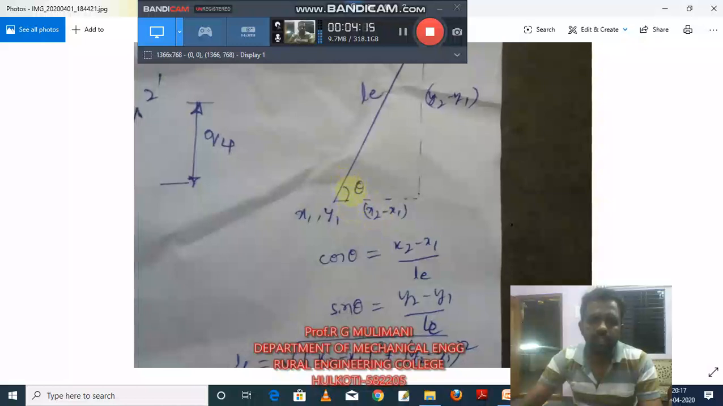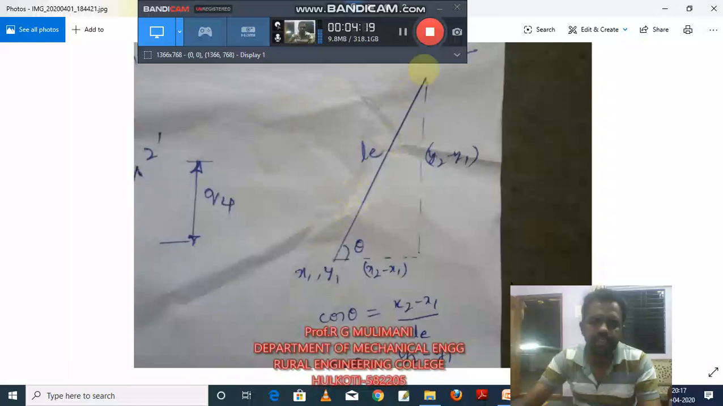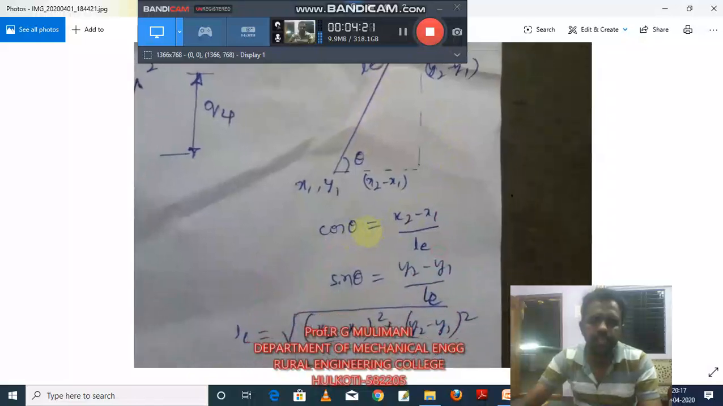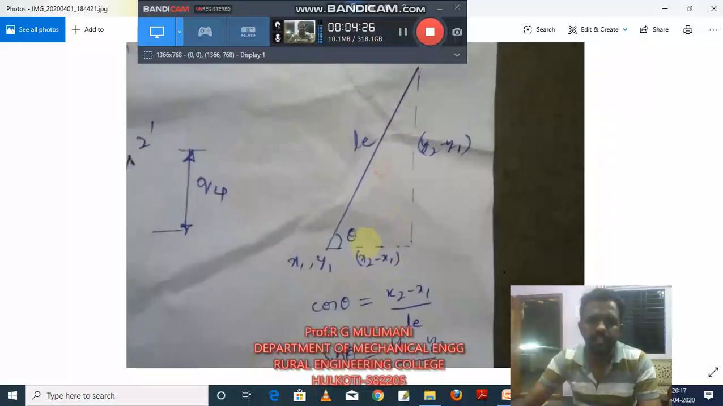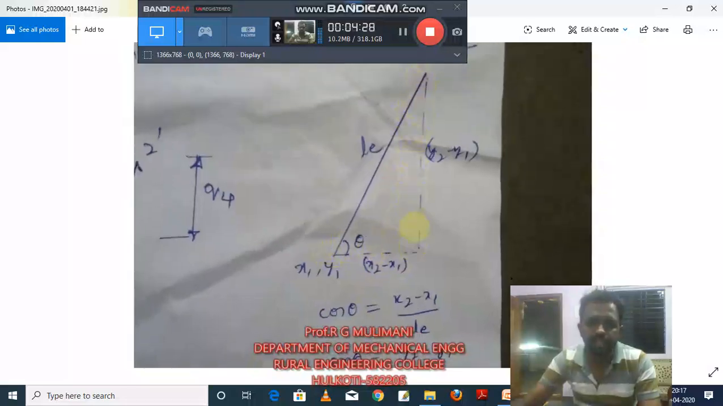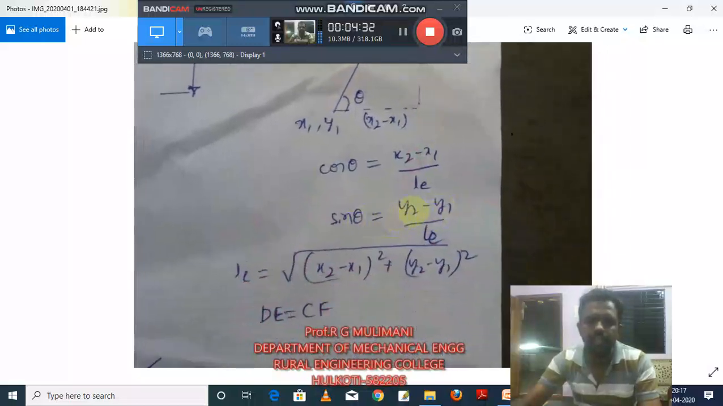What is cos theta here? Adjacent side divided by hypotenuse. The hypotenuse is nothing but the length of the element. So cos theta is equal to (x2 minus x1) by LE. Sin theta is the opposite side, y2 minus y1, divided by the hypotenuse, that is the length of the element. Sin theta is equal to (y2 minus y1) by LE.